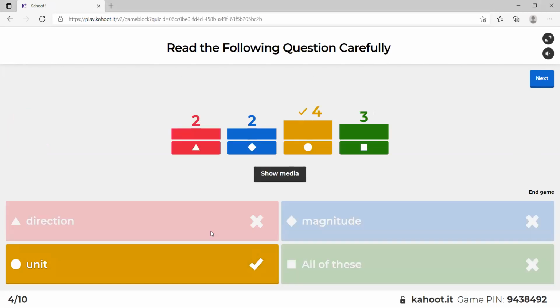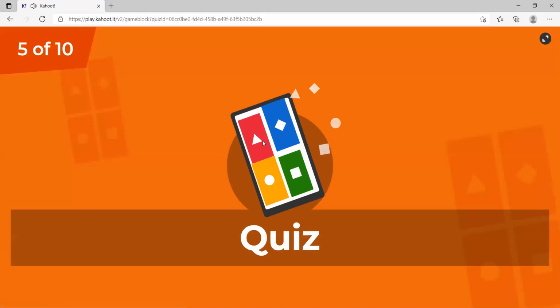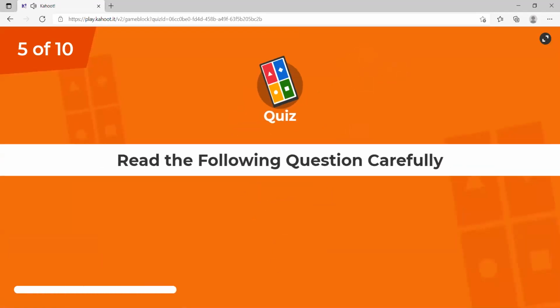So here C is the right answer. Unit vectors do not have any specified unit because their magnitude is one. They do have a specified direction. They do have the magnitude as one, but they do not have any unit, right? So this thing we can keep in mind. The next one.